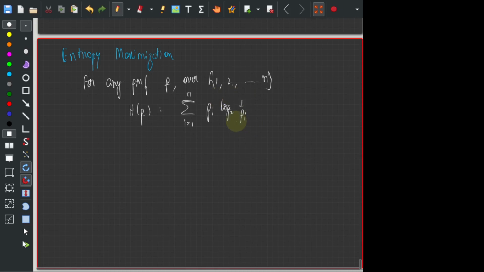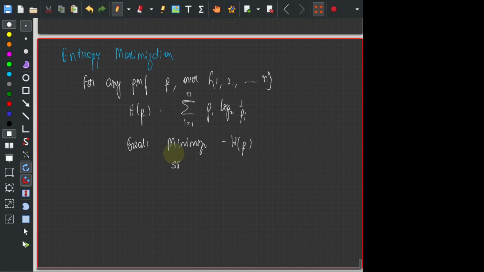So in many problems, particularly in information theory, you want to find the PMF that maximizes the entropy, subject to a bunch of constraints. So the goal is to maximize, or let me formulate it as a convex optimization problem: minimize minus h of p, subject to some constraints on the PMF.